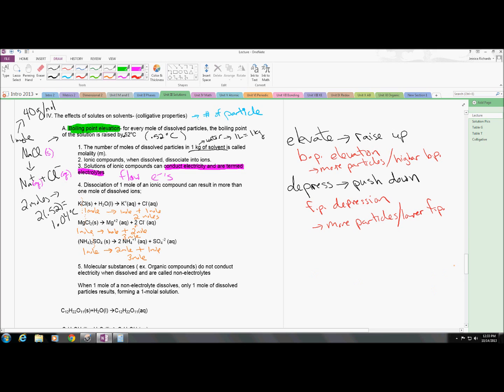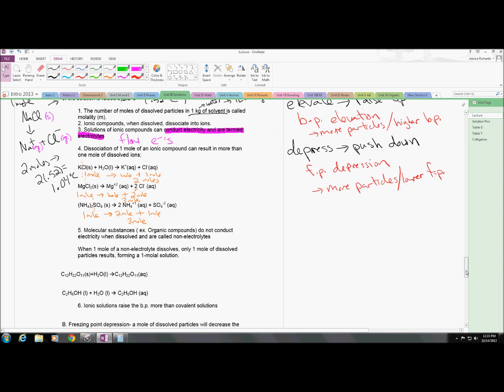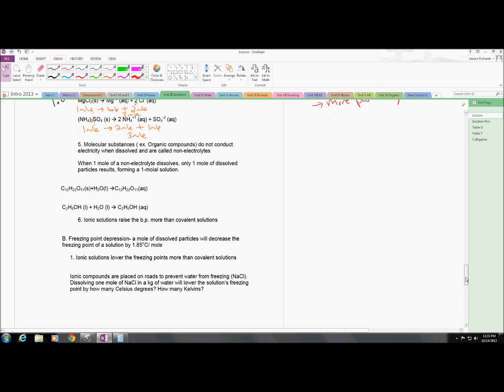Molecular substances are going to be things made with all nonmetals. Typically, the most that we're going to look at are organic compounds, so things with carbons and hydrogens and oxygens. They do not conduct electricity. They are not electrolytes because they do not dissociate. They will not come apart. The way that they're held together keeps them together even in water. So our sucrose here does not break apart into carbons and hydrogens and oxygens.